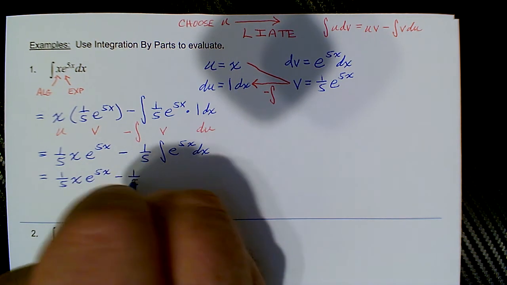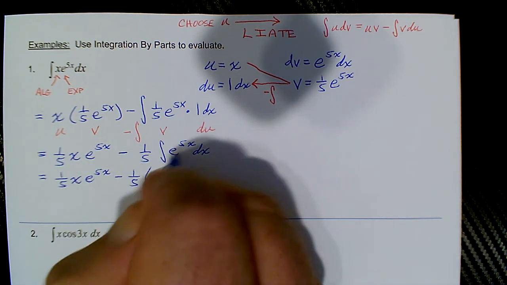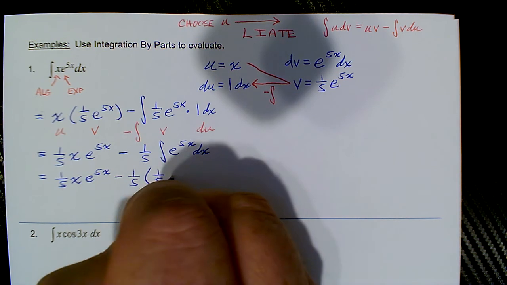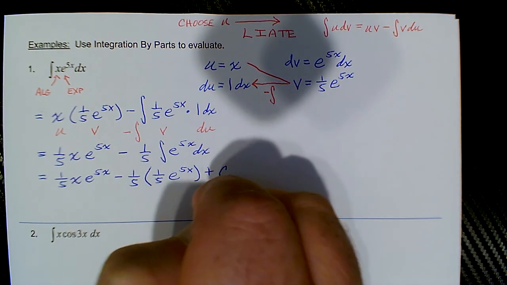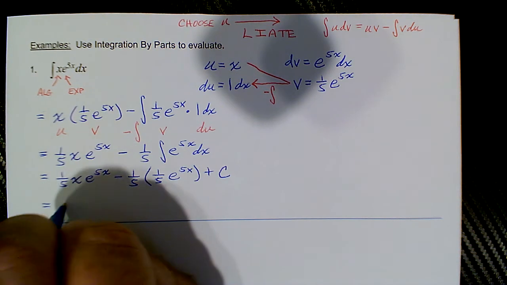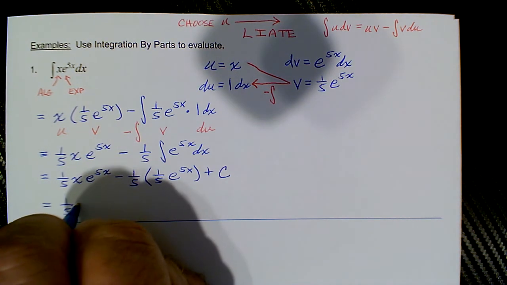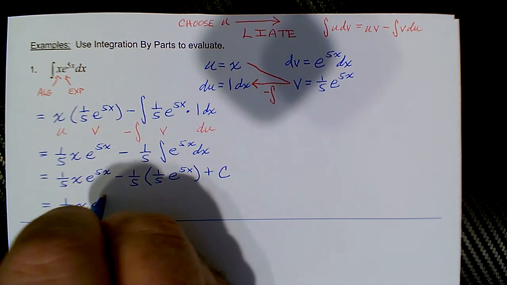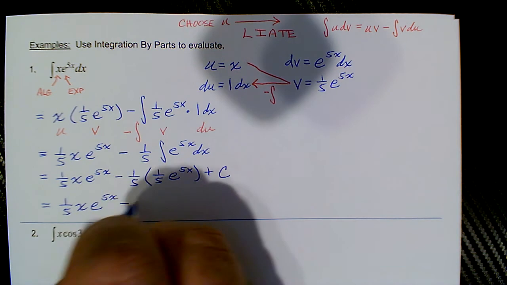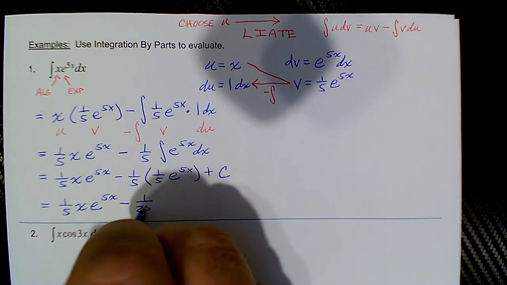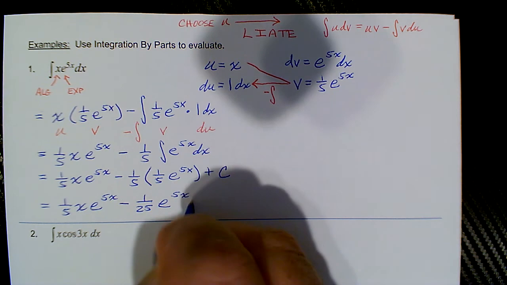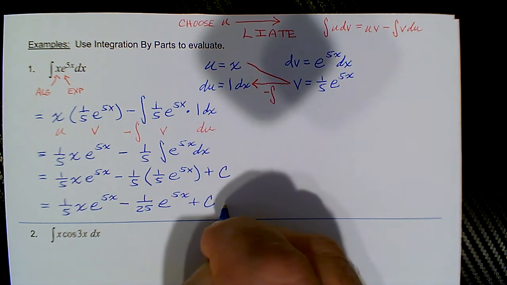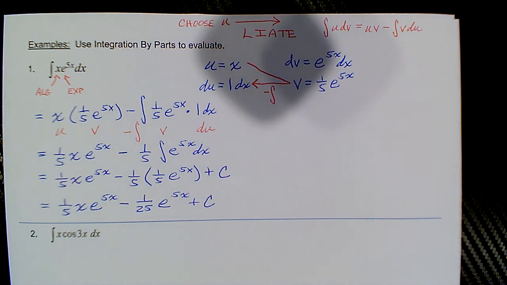But now here we have minus 1/5. And then integrating e to the 5x again, we get 1/5 e to the 5x. And that's the point where we had our constant of integration. So then we recopy the first term again, because that's part of the solution. Multiply the two 1/5 together, we get 1/25 e to the 5x, and then plus our constant. And that would end it.